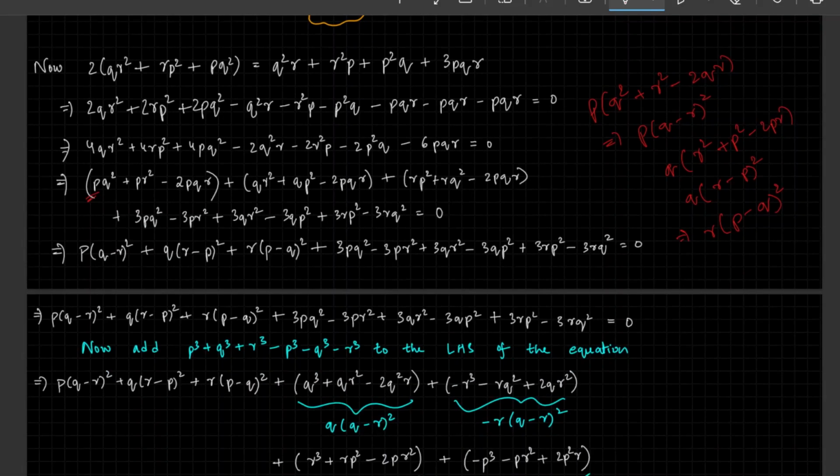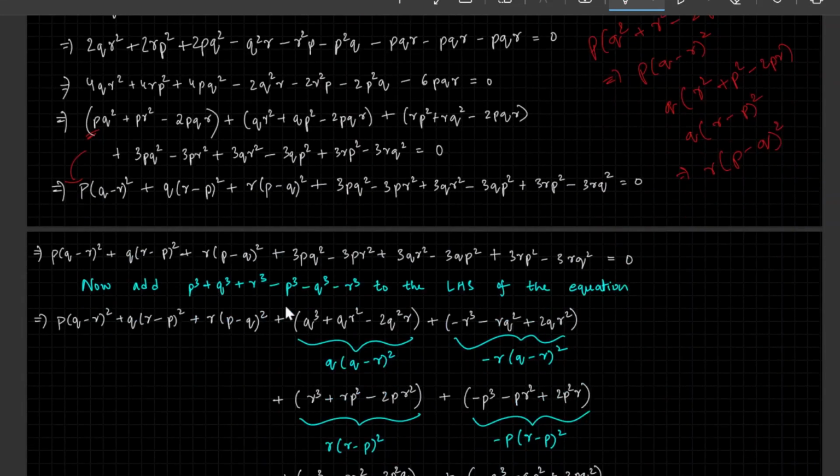So that is 3PQ square minus 3PR square plus 3QR square minus 3QP square plus 3RP square minus 3RQ square is equal to 0. So it is the same equation I've written; I've just simplified the terms into perfect squares. Now let us add P cube plus Q cube plus R cube minus P cube minus Q cube minus R cube to the LHS of the equation. This all simplifies to 0, so it doesn't affect anything. So why am I adding it?